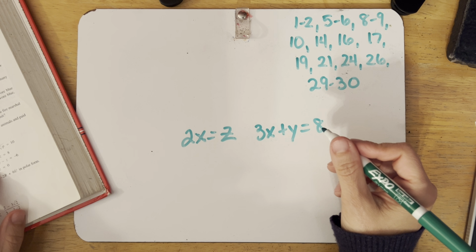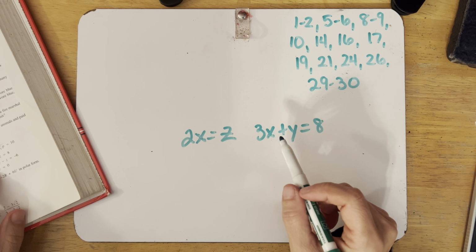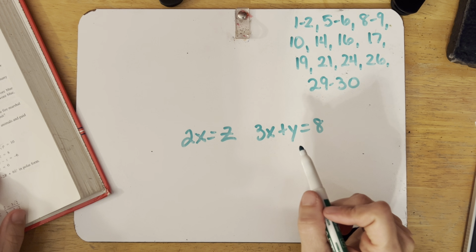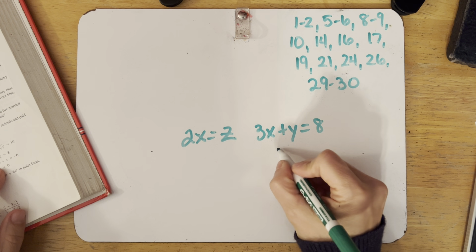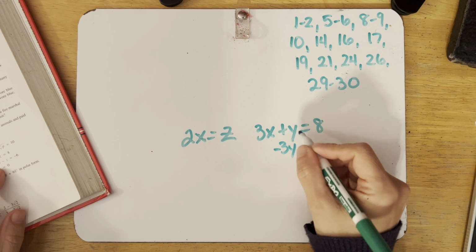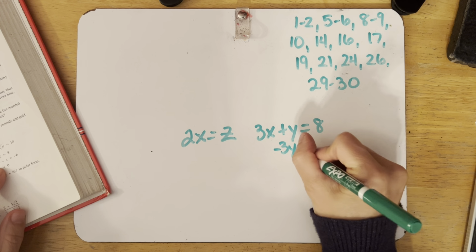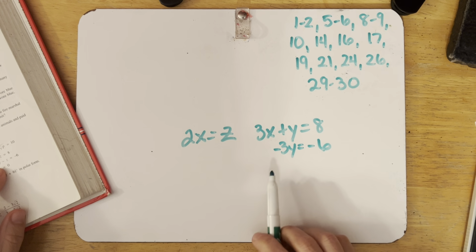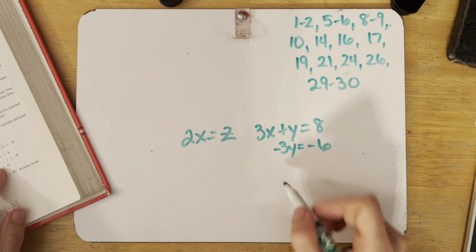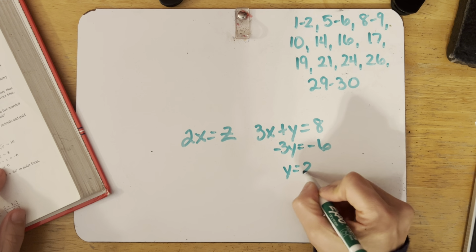And then I have 2x minus 2x. So those cancel out. Minus 3y equals negative 6. So I guess I can just solve for that. So y equals 2.